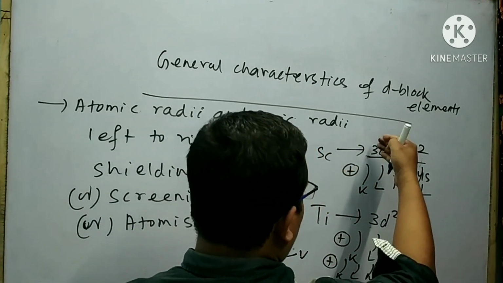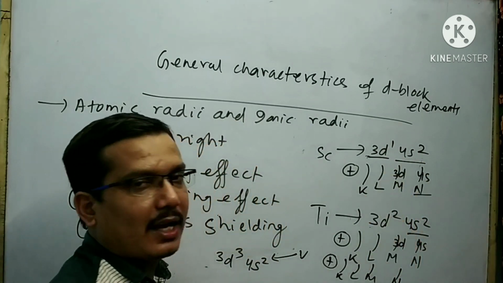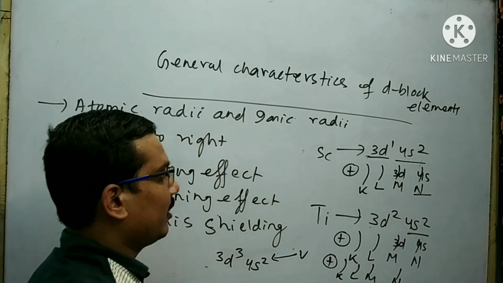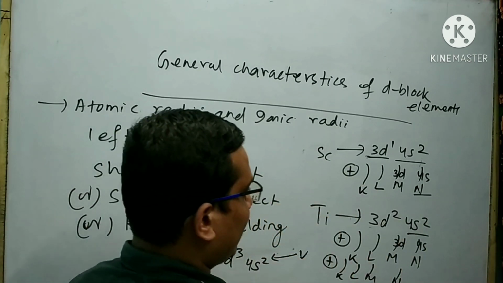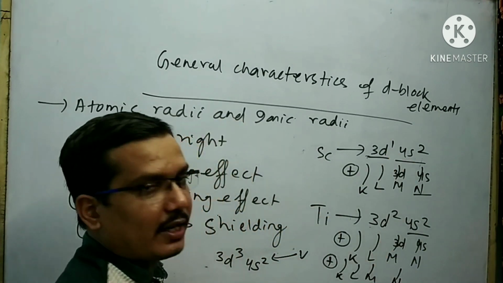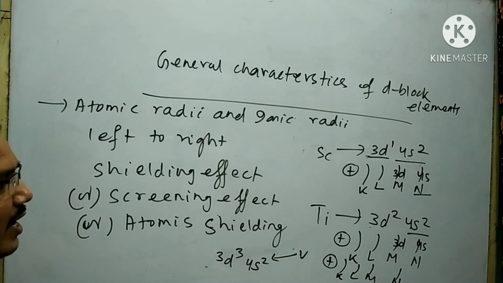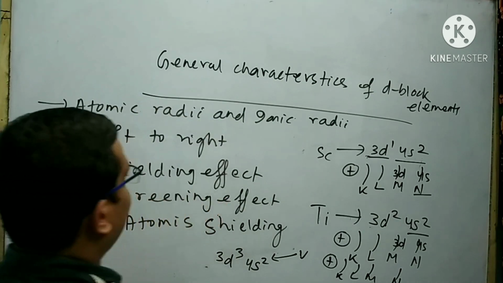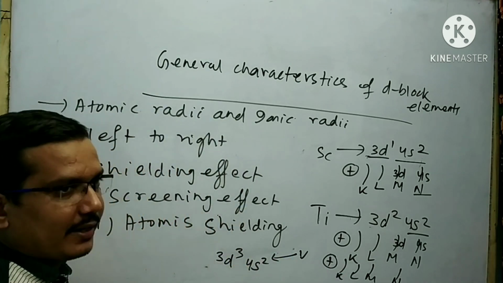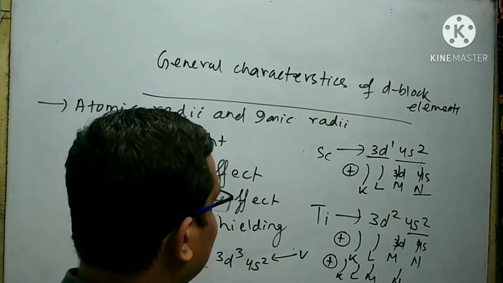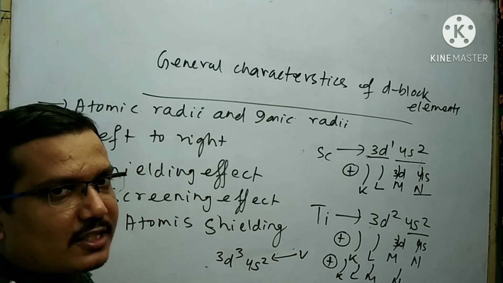There is a barrier created by the 3d orbital due to the increase in electron density in the 3d orbital. This is called the shielding effect. That's why the atomic radii and ionic radii decrease, no doubt, from left to right of a transition series, but this decrease is very small.